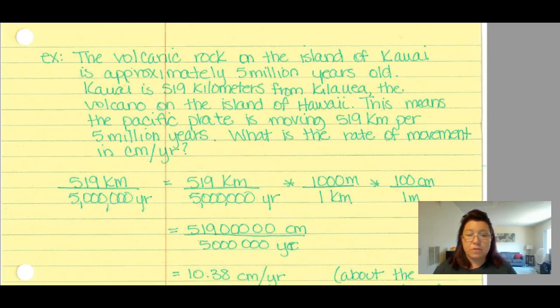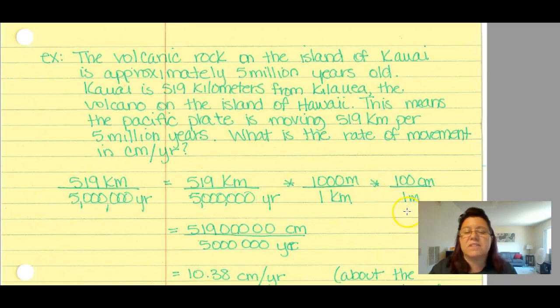So, first of all, we need to figure out how many centimeters in a kilometer. Well, there are 1,000 meters in a kilometer, and there are 100 centimeters in 1 meter. If you know your prefixes, centi, deci, deca, kilo, hecto, you'll be able to figure this out fairly easily.